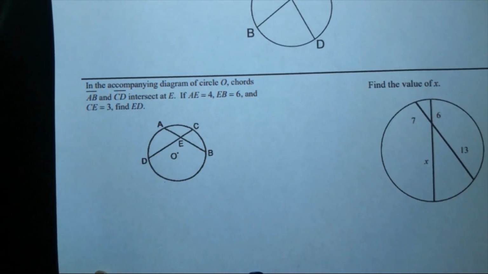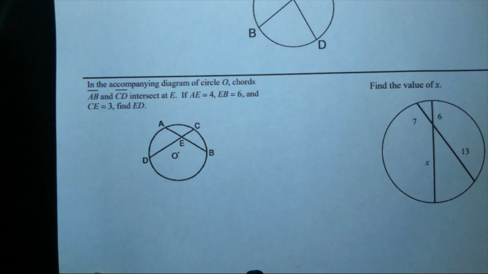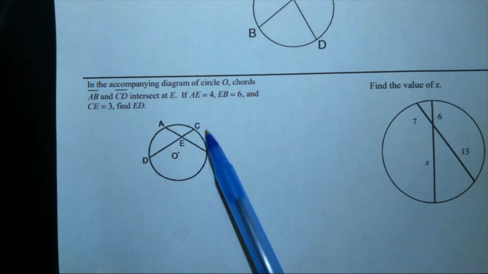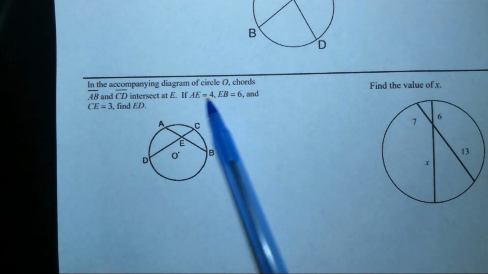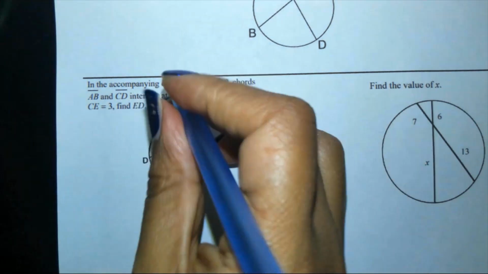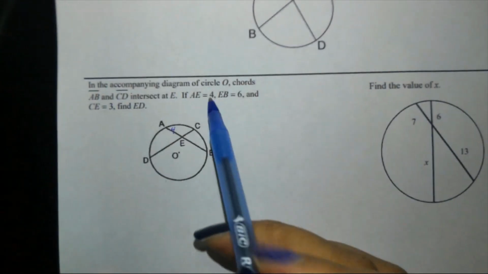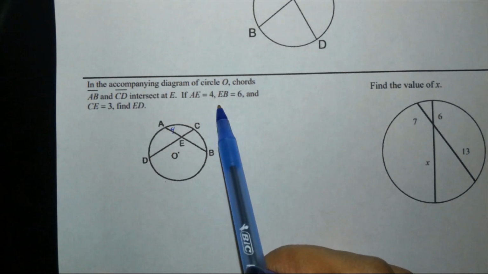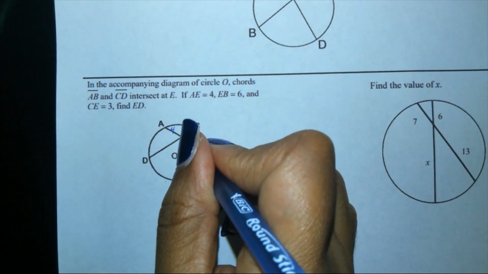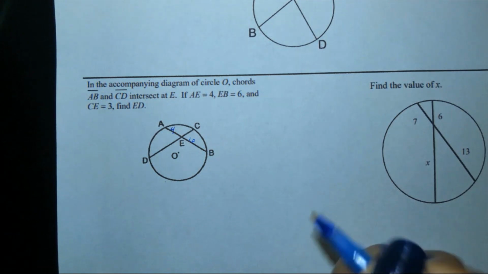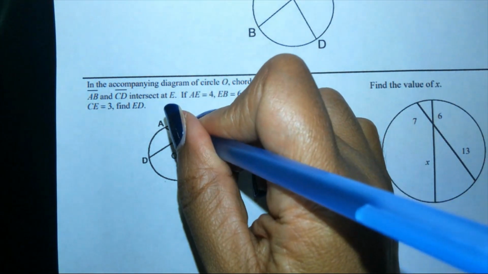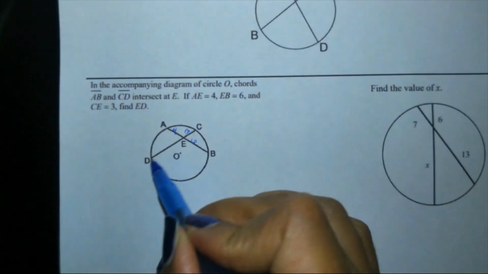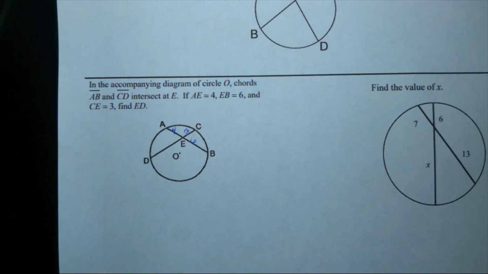So according to the diagram that we have here, we have circle O. We have two chords, just like above, that intersect at point E. They're telling us that AE is going to be equal to 4. So when we locate AE, go ahead and fill in your 4. We know that EB is going to be equal to 6. So go ahead and fill in your 6. And then they give us that CE is going to be 3. They're asking us to find this. And remember, whenever we're finding something, that's going to be a variable. And in this case, we'll use X.